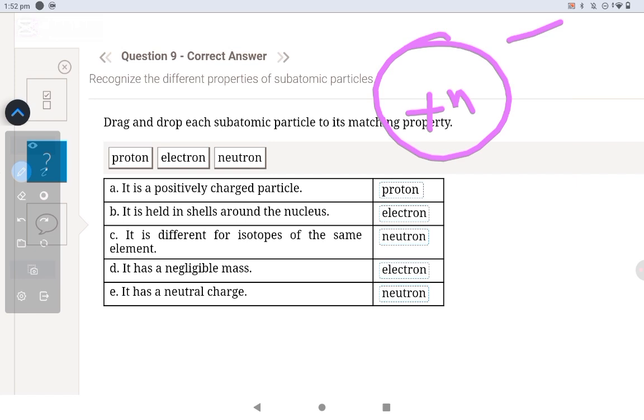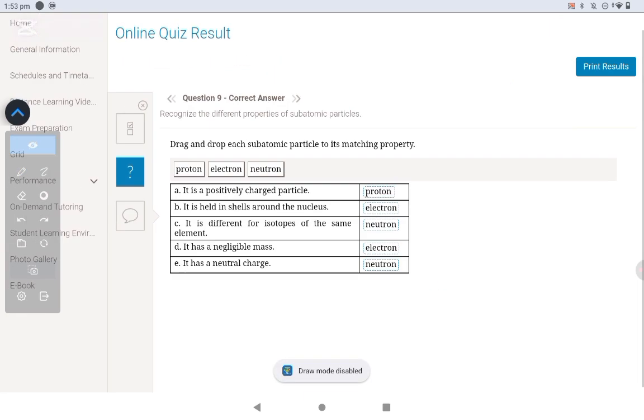Electrons have a negligible mass. You need to know that and memorize that: electrons have a negligible mass. And a neutral charge is the neutron. Kind of evident: neutron, neutral.